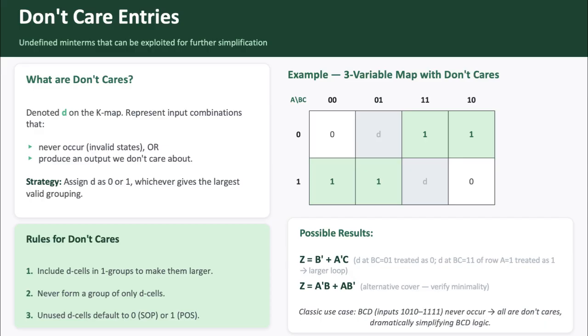The strategy is, when you form groups of ones for SOP, look at adjacent don't care cells and include them in your group if doing so makes the group larger. A larger group means fewer literals in the product term.